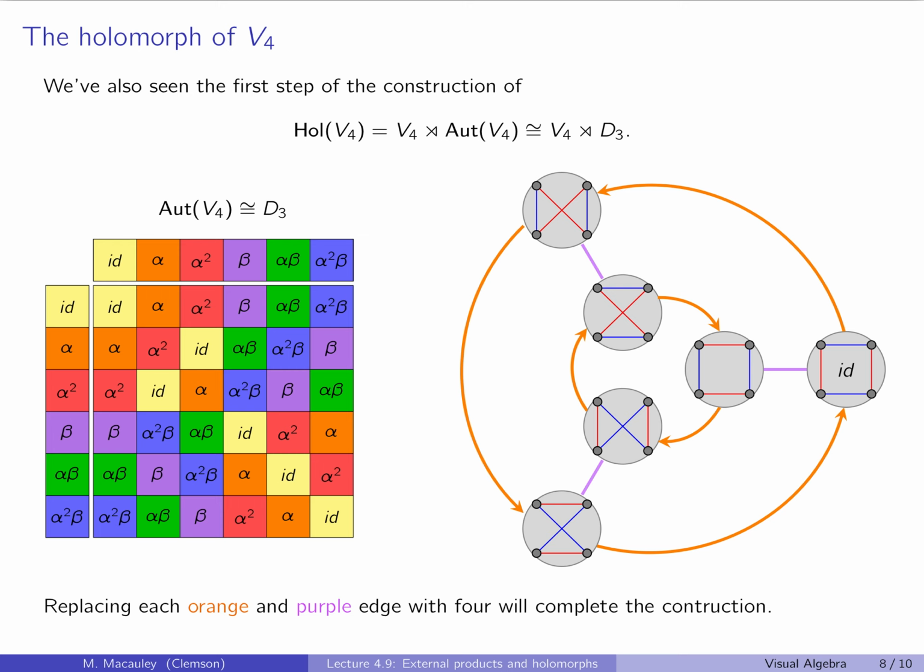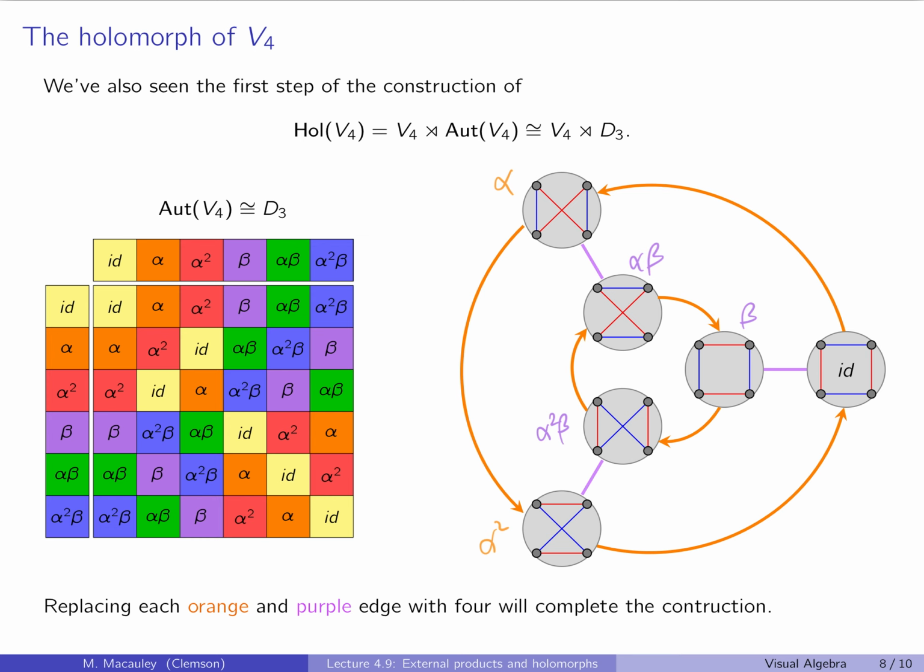So we did this in detail. This was alpha. This is alpha squared. This was beta, this is alpha beta, and alpha squared beta. So we had all 6 rewirings on one slide, and then the next slide I did this Cayley graph and I stuck those rewirings in here.